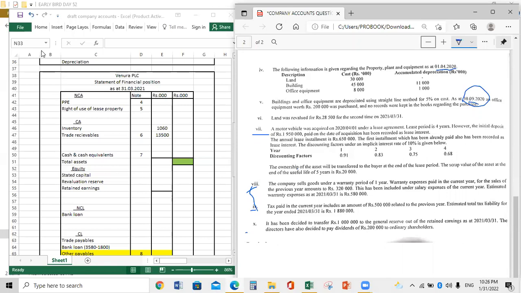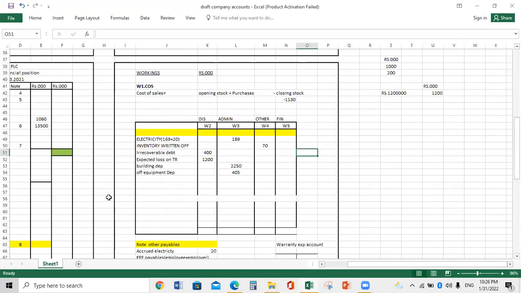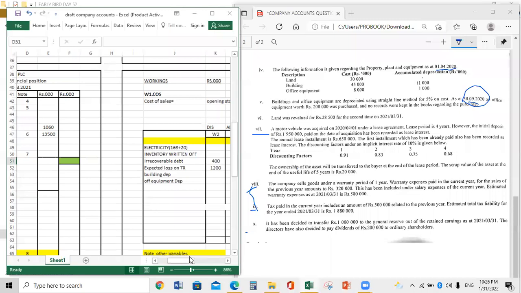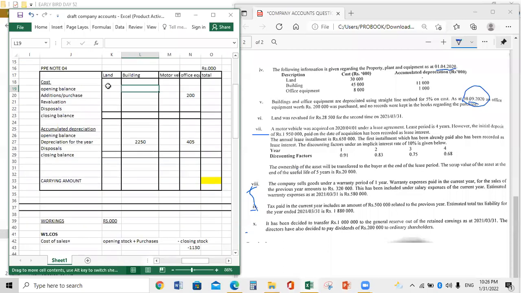Now let's record the opening balances, guys, quickly. Since there are no other adjustments, I'll record it. 30,000, 45,000, and 8,000. And then, guys, the opening balance of accumulated depreciation for land is 0. Land is a non-depreciable asset. Here 11,000. Here 1,000.